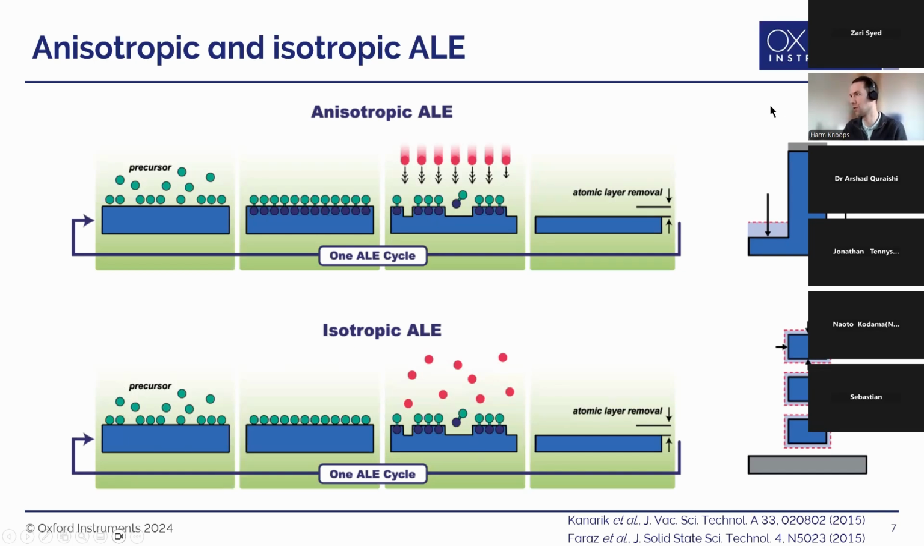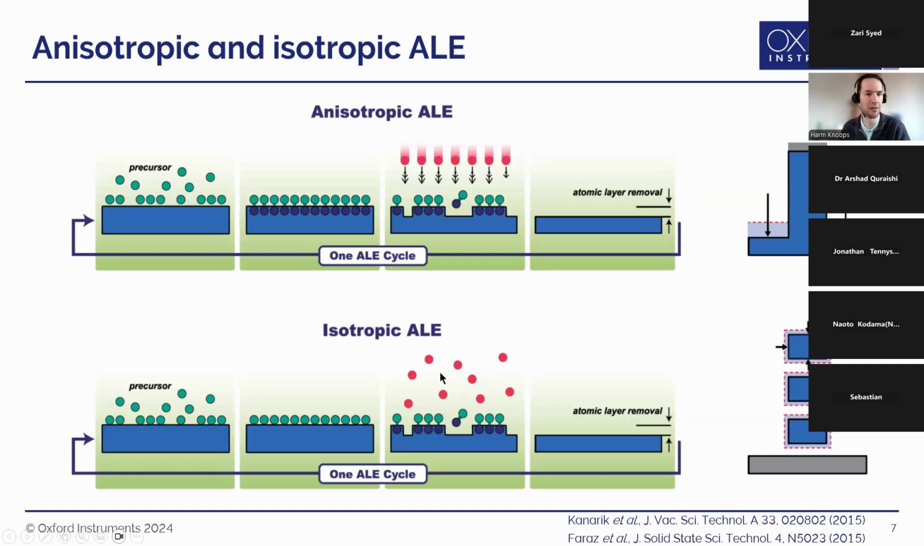So anisotropic means only etching in the vertical direction, and isotropic would be etching in all directions. So what you see here, basically, this could be ions. Then you remove this modified layer, but it's a directional process. And this could be a molecule, it can be a thermal process. It could be even something like TMA, trimethyl aluminum, that reacts with this layer and removes that layer.